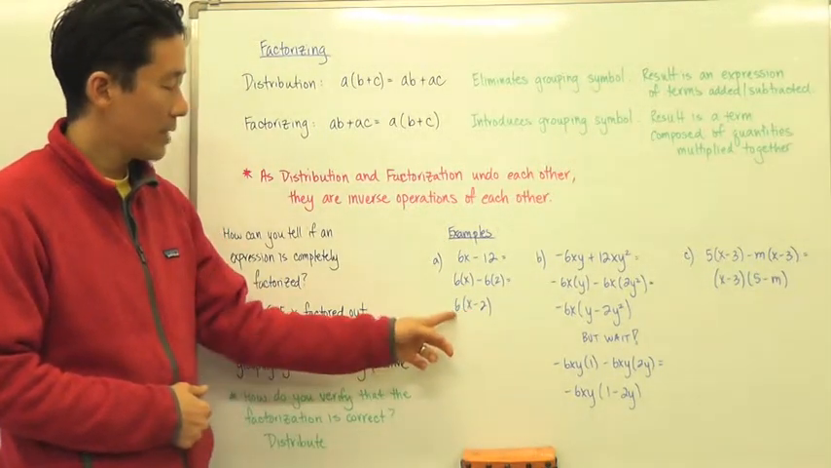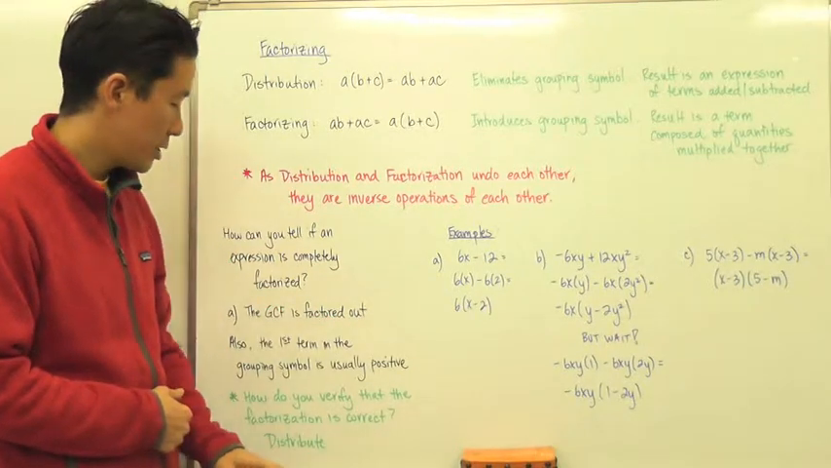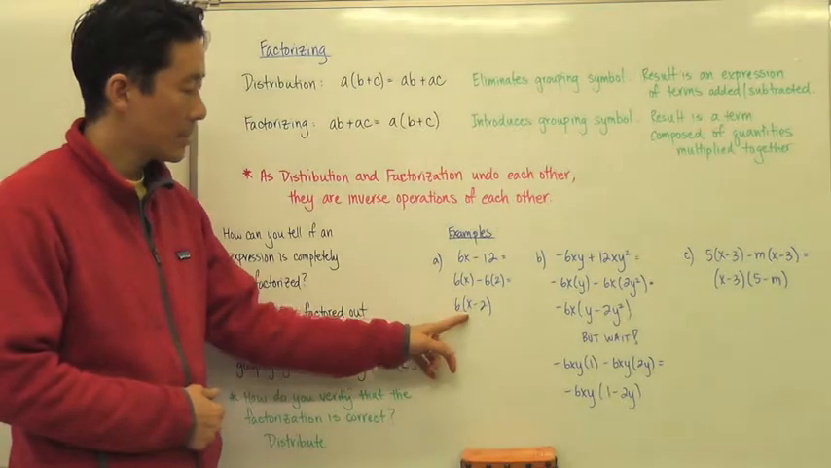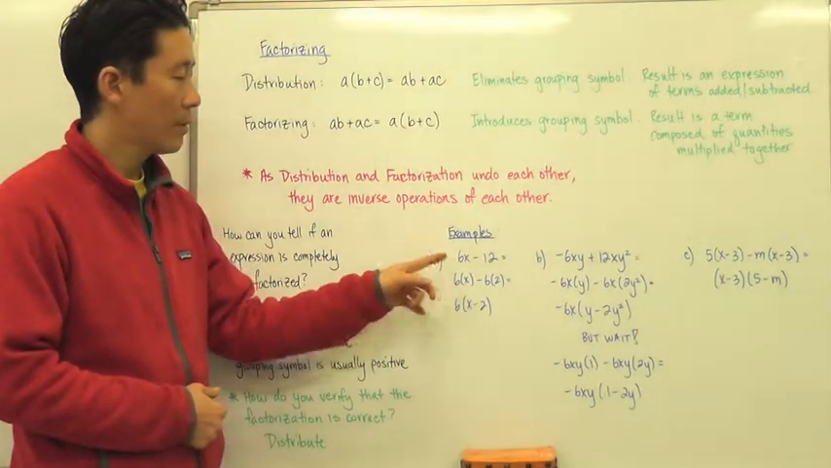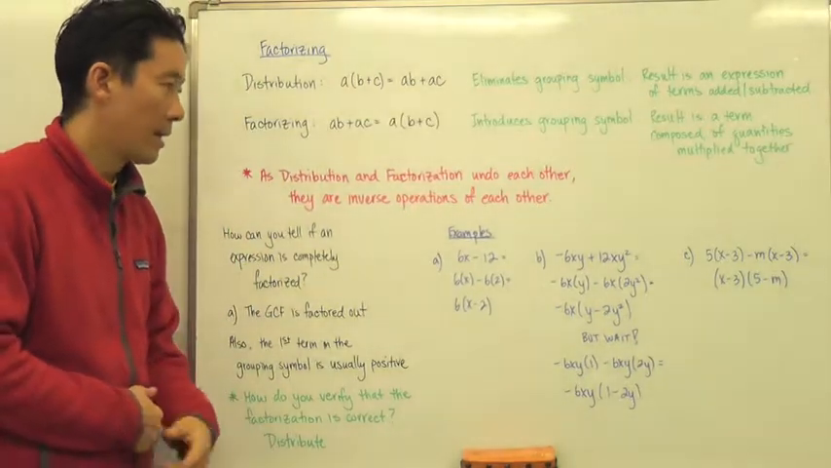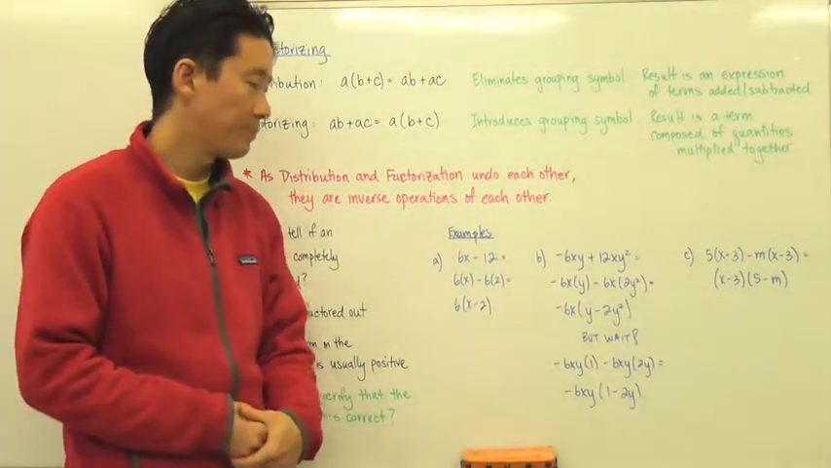So notice that what I can do now to go ahead and determine whether or not this factorization is correct, I can just go ahead and distribute and come up with 6x minus 12. I know that I'm okay. Let's go ahead and take a look at another one here.